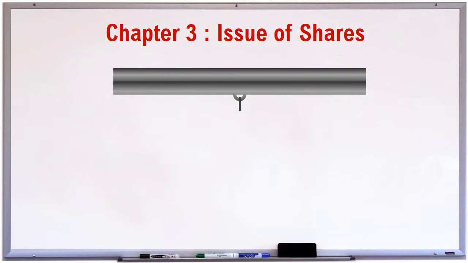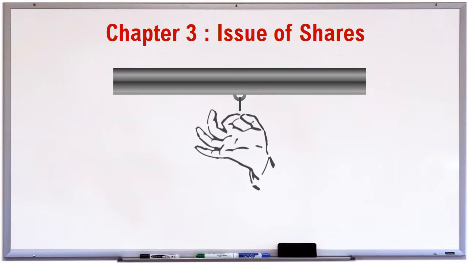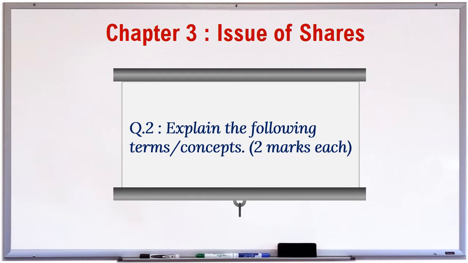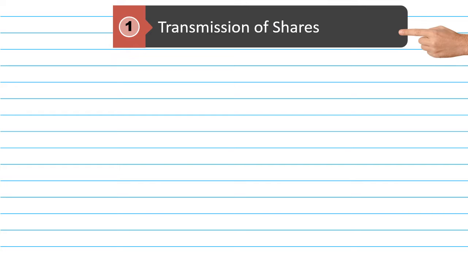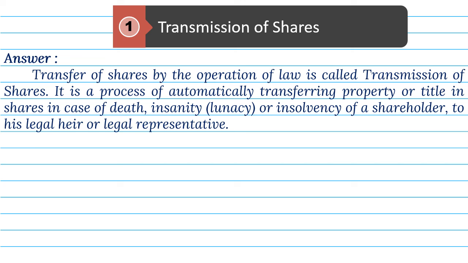Chapter 3. Issue of shares. Question 2. Explain the following terms or concepts. 2 marks each. 1. Transmission of shares. Answer. Transfer of shares, by the operation of law, is called transmission of shares.